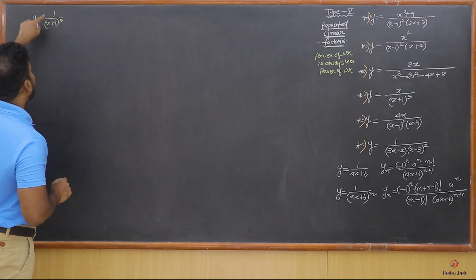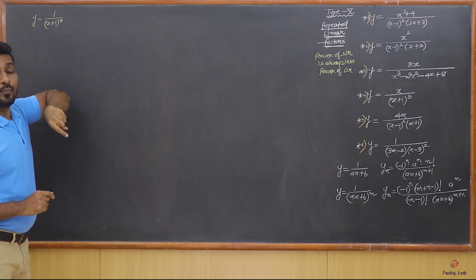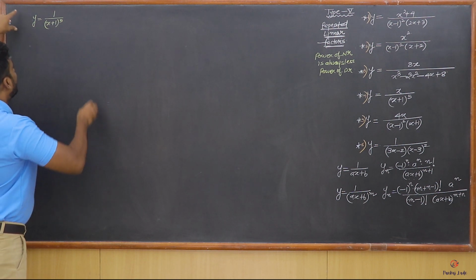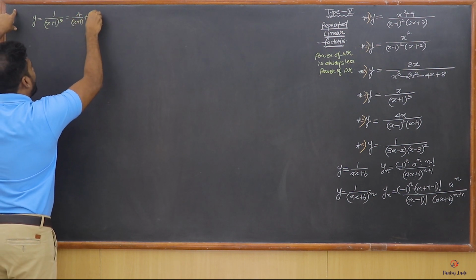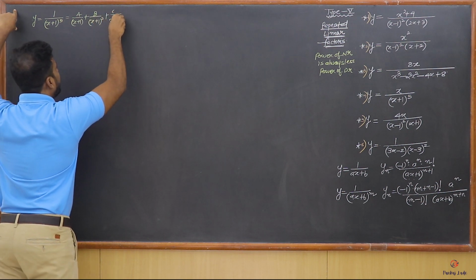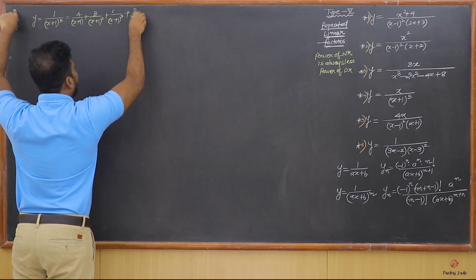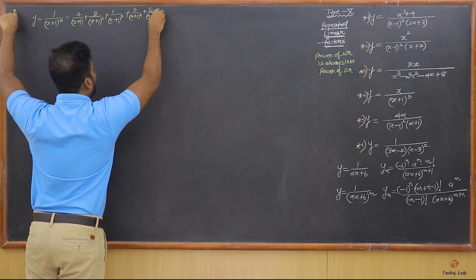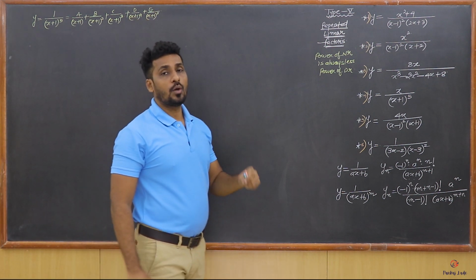So observe carefully. I'm writing here y is equal to 1 upon x plus 1 raised to 5. So this particular term, if I want to write in terms of partial fraction, it should be written something like this. Observe. So I'll write a upon x plus 1 plus b upon x plus 1 the whole square plus c upon x plus 1 the whole cube plus d upon x plus 1 to the power 4 plus e upon x plus 1 to the power 5.